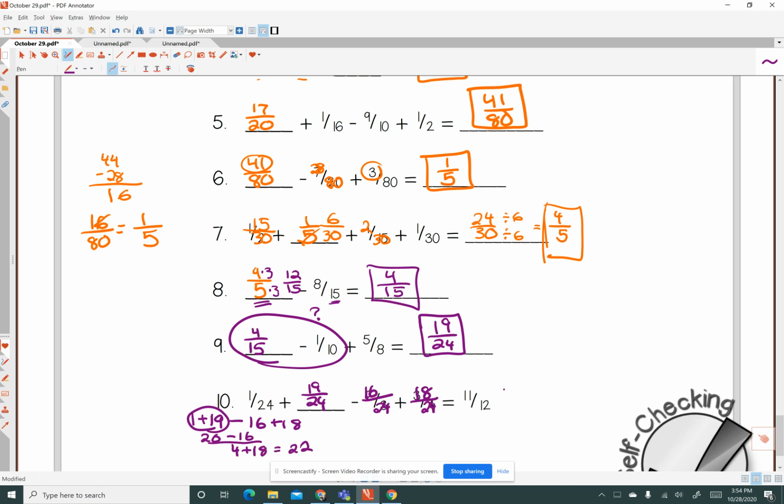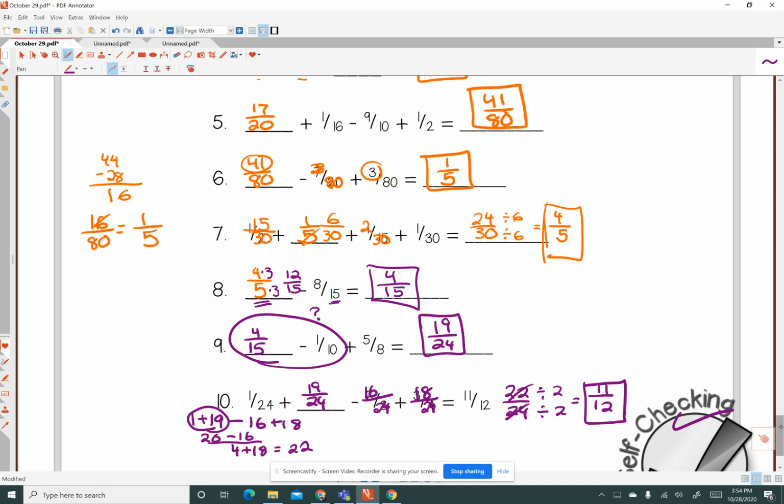So we have 22 over 24. Now, you may think that's not the right answer, but if we divide the top and the bottom by 2, we get 11/12, and our entire page checks. So that was hard work, and that was a good job.